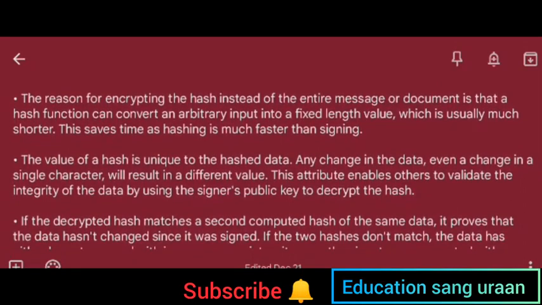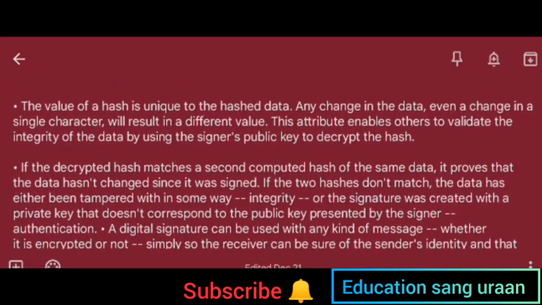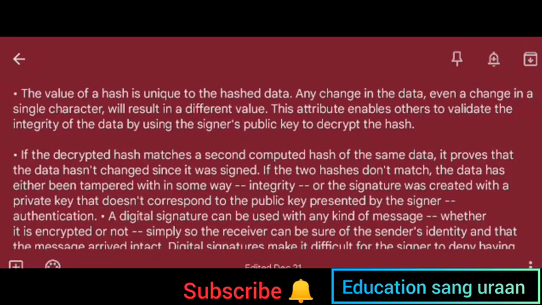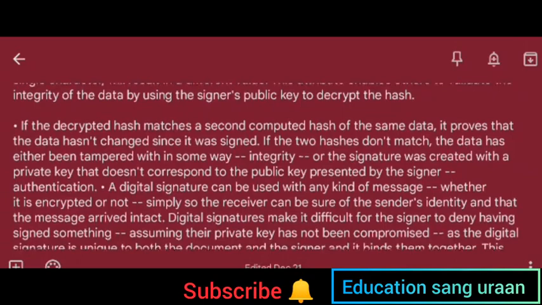arbitrary input into a fixed length value, which is usually much shorter. This saves time, and hashing is much faster than signing. The value of a hash is unique to the hashed data. Any change in data, even a change in a single character, will result in a different value. This attribute enables others to validate the integrity of data by using the signer's public key to decrypt the hash.